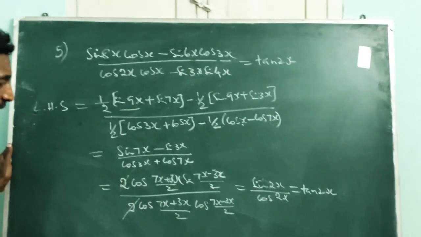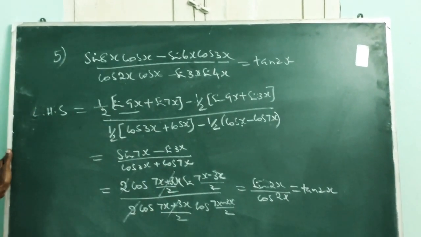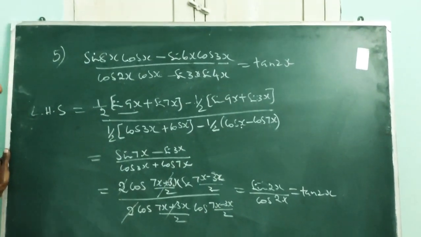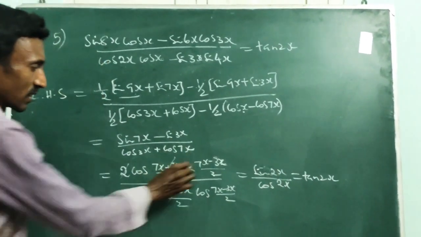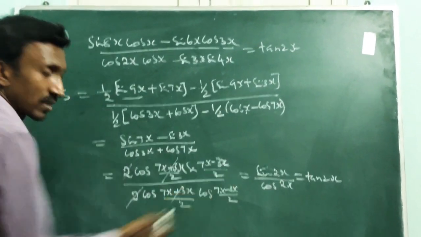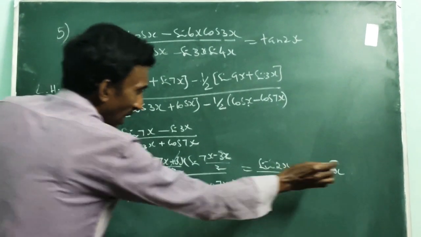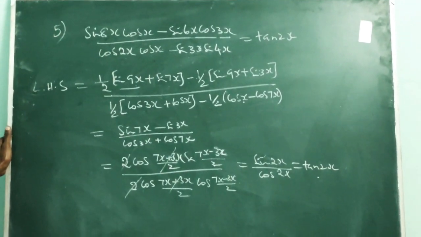Now 2 cancel. The first term cos of the same value remaining. 7 minus 3, 4. 4 by 2 is 2x, sin 2x. 7 minus 3, 4. 4 by 2 is 2x. Sin 2x by cos 2x, that is tan 2x.